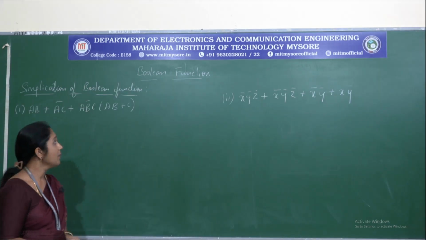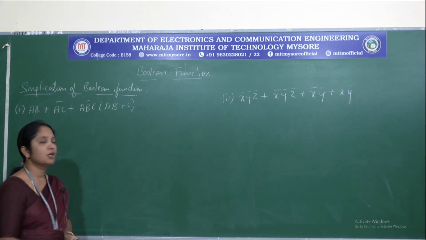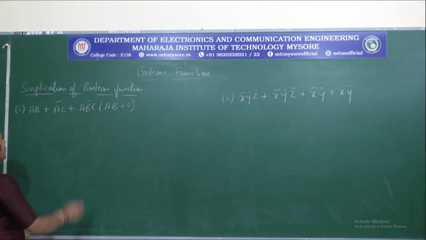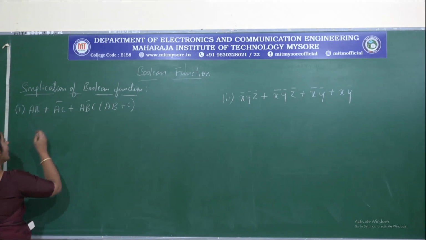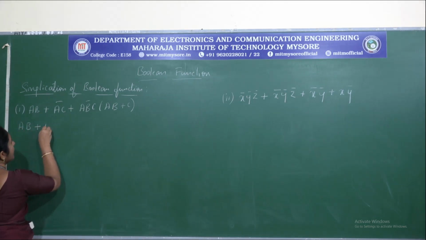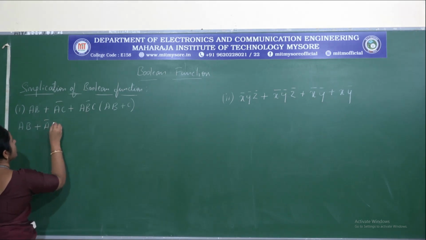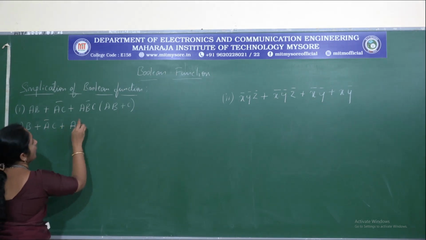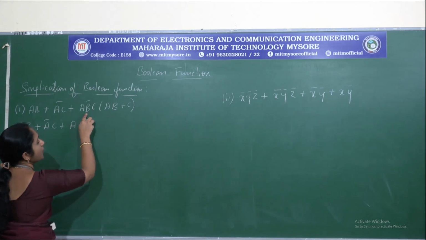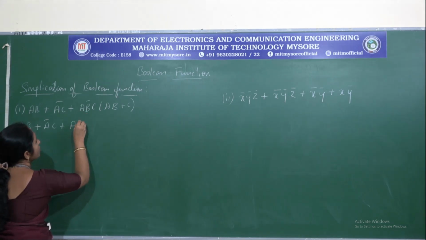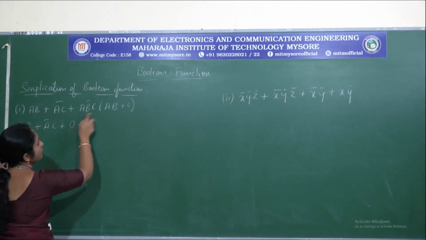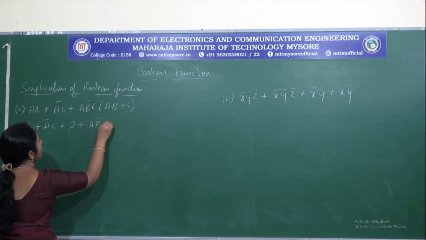Next, let us see simplification of Boolean function. So I have considered two examples. Now let us consider the first one. So the first expression what we have is this one. Let me rewrite this expression. While rewriting, I am going to multiply this inside the bracket. A, B bar, C we have. Here I have A, B. So B into B bar is 0. Therefore, this becomes 0 plus. So next we have A, B bar, C.